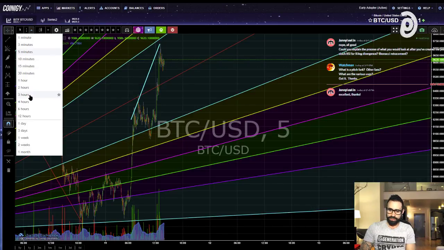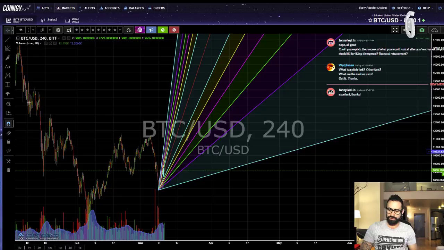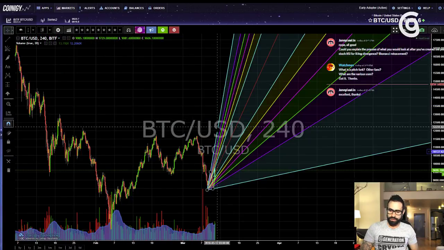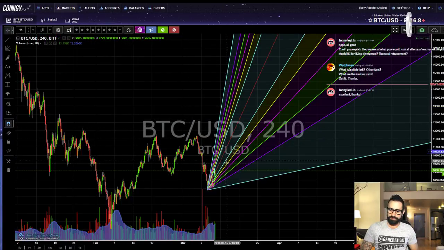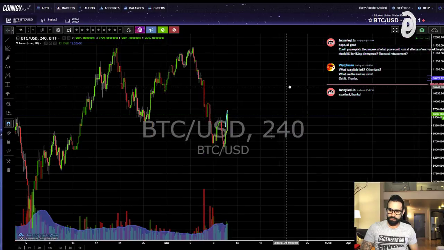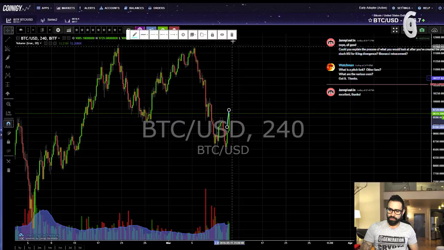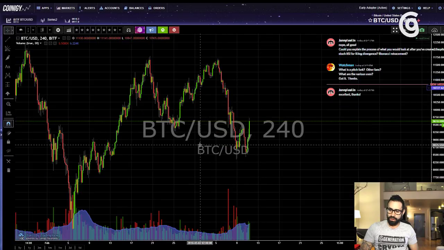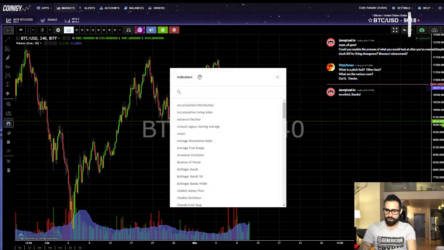And the reason I'm not too worried about this small divergence on a 5 and 10-minute chart is because we did see that massive double bottom with an RSI double bottom on the 4-hour chart. So back to our RSI.